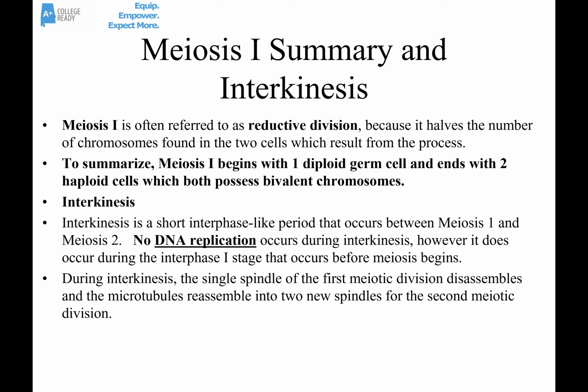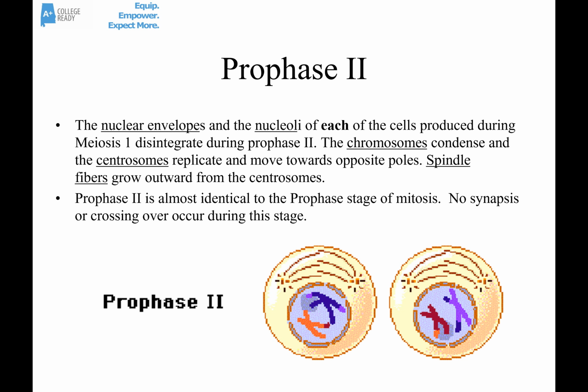After meiosis 1 is over, there's a period called interkinesis. It's like interphase, except it's very short, and there's no DNA replication that occurs during interkinesis. Then we go into meiosis 2. Meiosis 2 begins with prophase 2, and it is essentially just like prophase in mitosis. It happens to both of the cells that were created in meiosis 1.